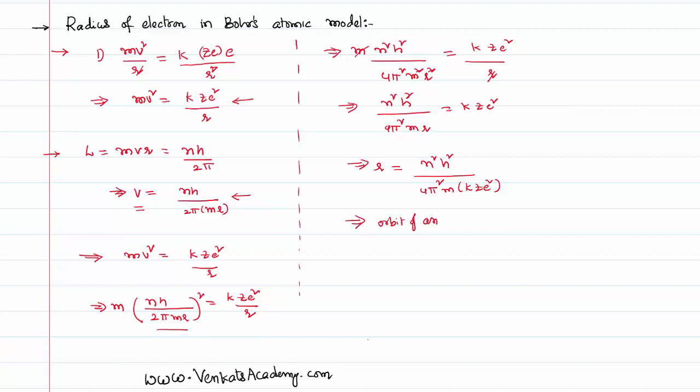So by rearranging the terms, we can say the radius of the nth orbit of an electron in Bohr's atomic model, Rn, can be written like this: h square is a constant, 4 pi square is a constant, K is 1 by 4 pi epsilon naught, that is a constant, charge of an electron is also constant, into n square, where n is the principal quantum number, which obviously varies with respect to the quantum number. m is the mass of an electron and Z is the atomic number.